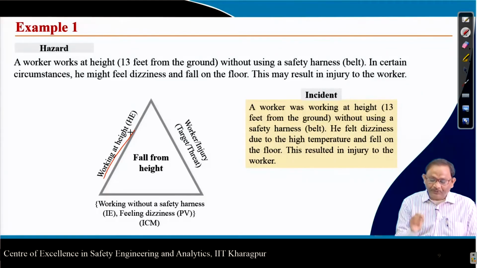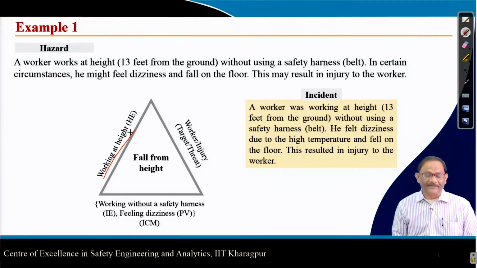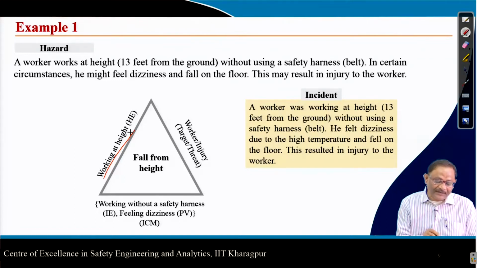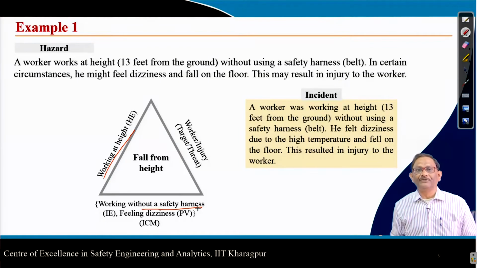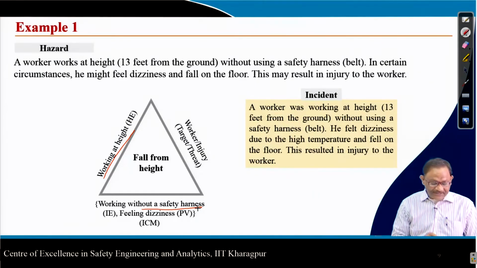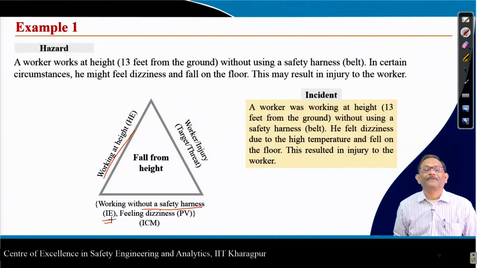Now, if we want to know what the incident causing mechanisms are, that means how working at height can lead to an incident: working without a safety harness. As per standard operating procedure, a safety belt should be used when you are working at height. So it is not used. That is the initiating event.